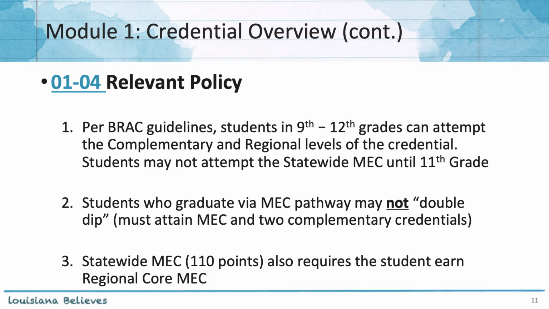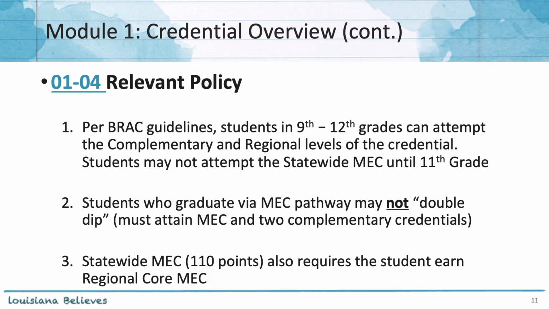Students that are under Jumpstart prior to 2.0 had to earn a regional and a complementary credentials. The complementary microenterprise credential could not serve as a supporting credential for the regional credential, as it was part of the regional credential as well. The statewide microenterprise credential, which is worth your school performance score 110 points, also requires the student to earn the regional core microenterprise credential. I get this question a lot.